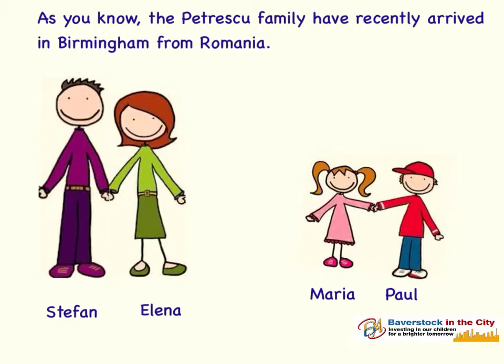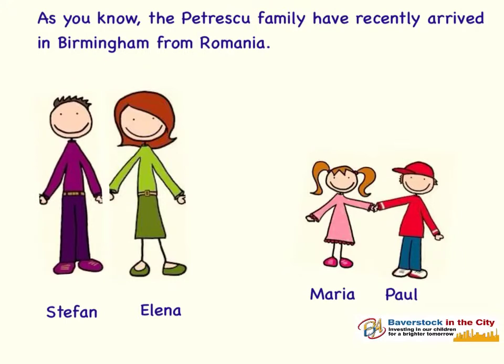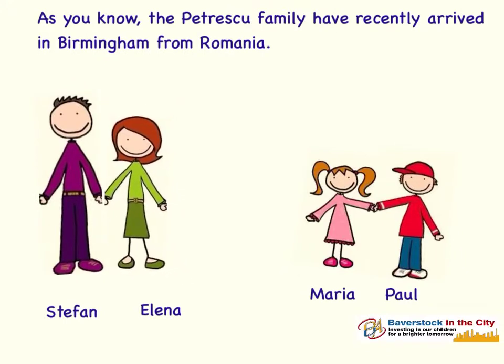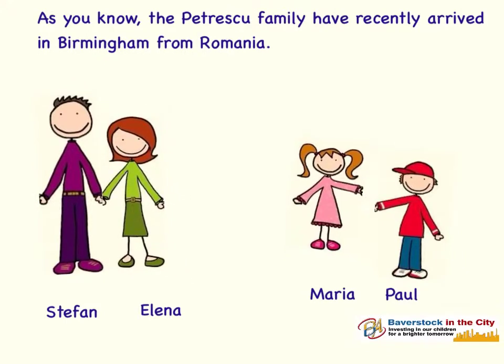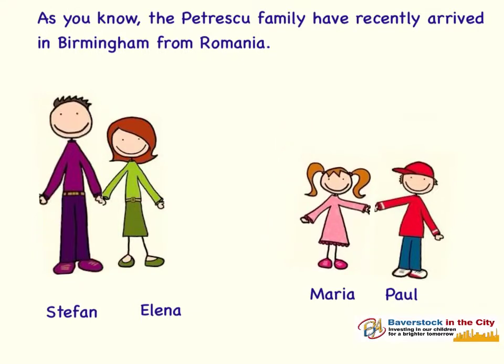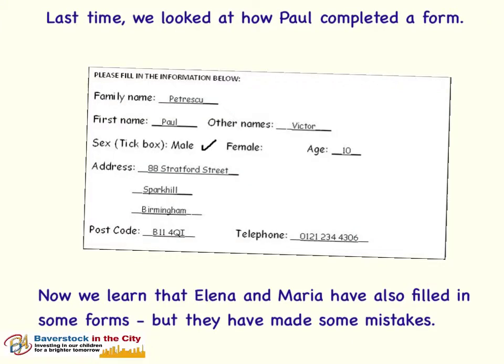As you know, the Petrescu family have recently arrived in Birmingham from Romania. Stefan, the dad, Eleanor, the mum, and their two children, Maria and Paul. Maria and Paul are twins, and they're both aged 10. Last time we looked at how Paul completed a form.